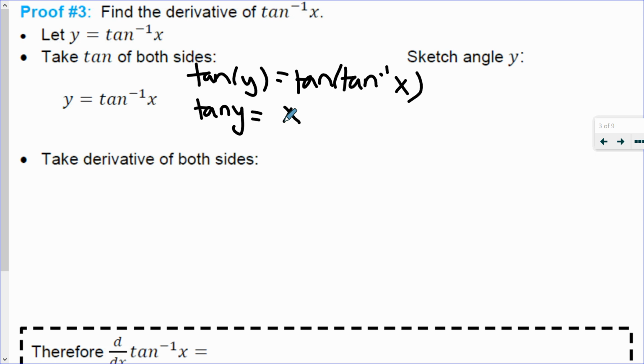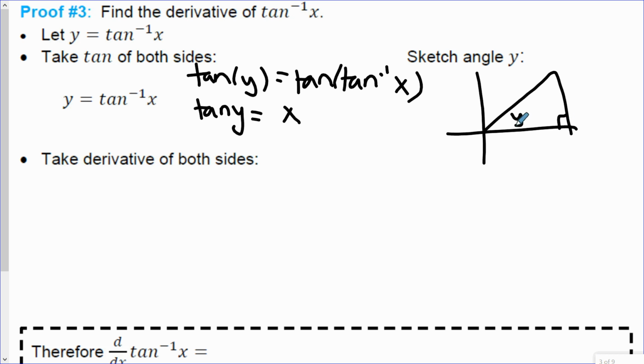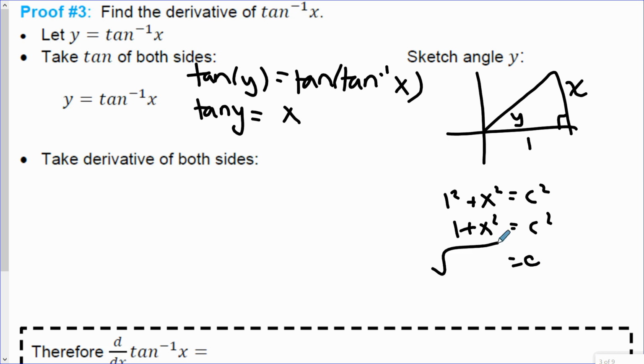So tan is positive. That occurs in quadrant number 1. So let's sketch our angle. Now this one's a little different. So there's y. Tan is x, and x is x over 1, so that's opposite over adjacent. So to figure out what my hypotenuse is, I just do a squared plus b squared equals c squared. So that's 1 plus x squared equals c squared. And then c is equal to plus or minus, but since c in this case represents a hypotenuse, it's only positive.